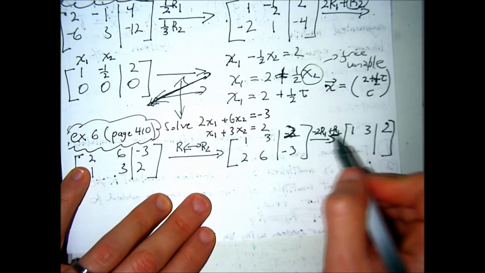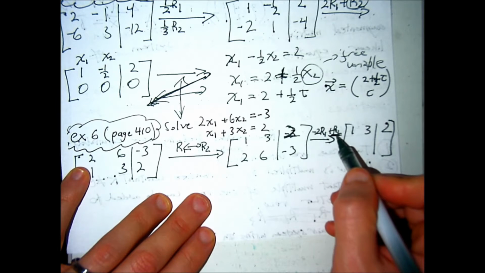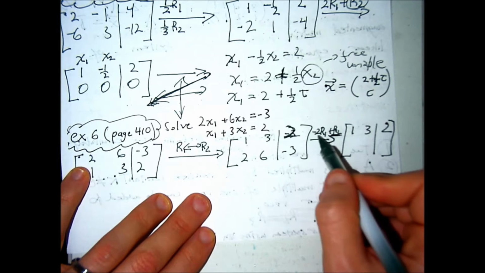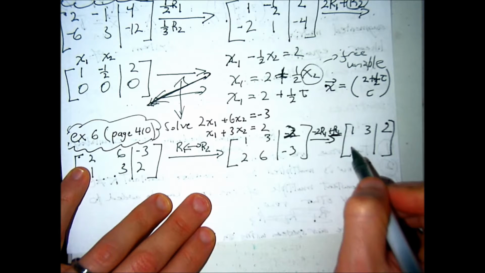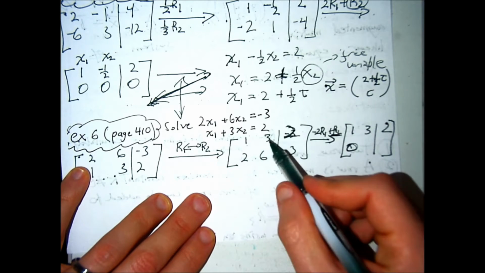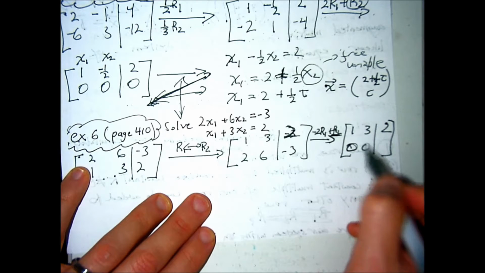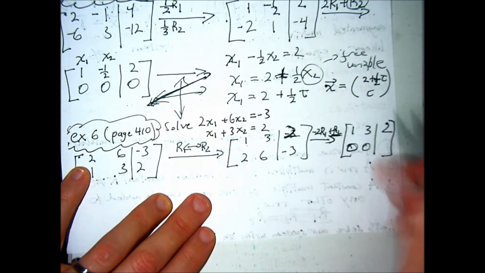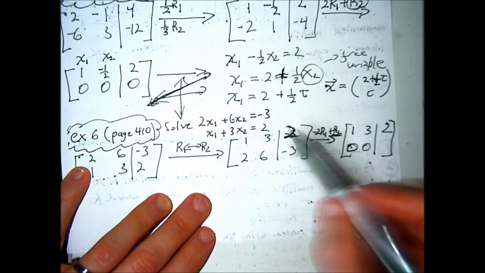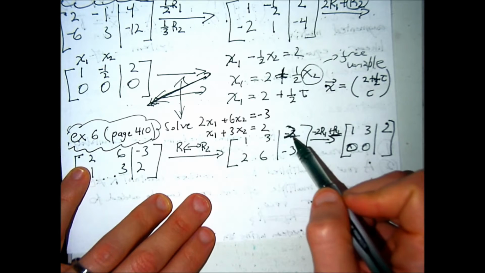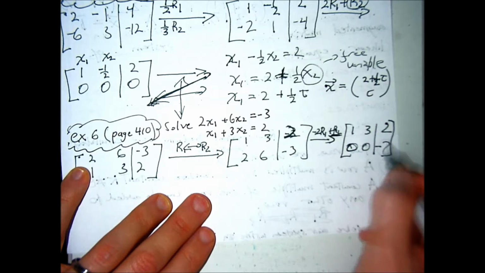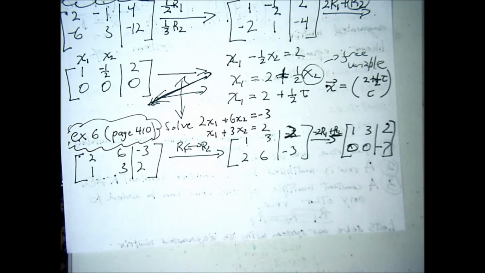The only thing that changes is the second row that's written here. So -2 times row 1 plus this gives me a 0. -2 times 3 is -6 plus 6 gives me 0. Oh, looks like we might get infinite solutions again. Well, let's see. -2 times 2 plus -3 gives me -7.